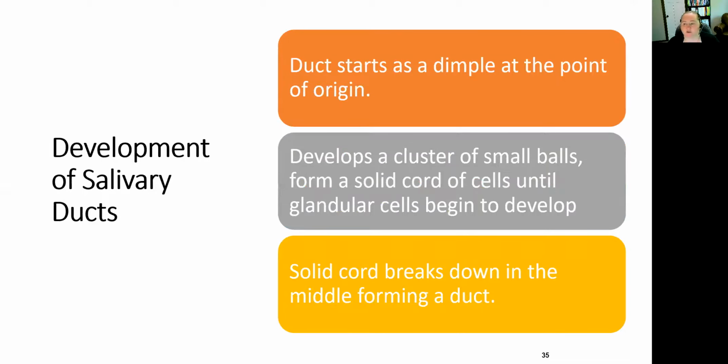All right, Journey, why don't you go ahead and read all three of them. Ducts start as a dimple at the point of origin, develop a cluster of small balls, form a solid cord of cells until glandular cells begin to develop. The solid cord breaks down in the middle, forming a duct.